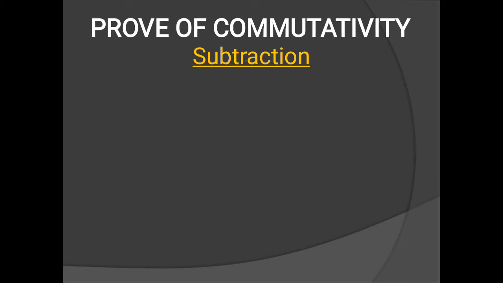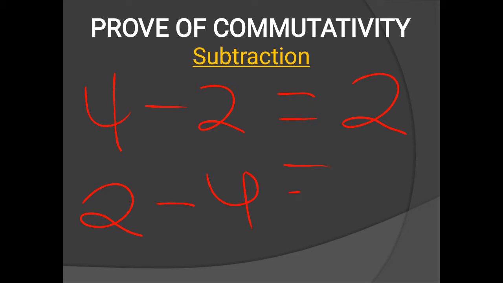Division and subtraction are not. So let's see. 4 minus 2 will give me 2. But if I change the positions, 2 minus 4 will give me negative 2. You see, 2 is not the same as negative 2. So subtraction is not commutative. You can use any number at all. Before it can be commutative, no matter the number you use, you should get the same answer. But with subtraction, you are not always going to get the same answer.